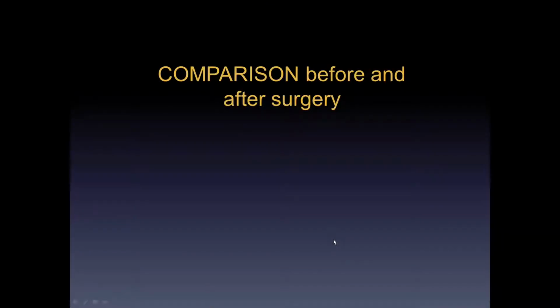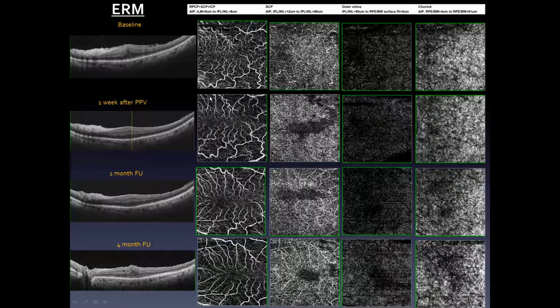But we follow the patient after the surgery. You see after the surgery this aspect of the B-scan OCT, and this is the aspect of the AngioOCT. You see the complete restoration of the distortion of the vessels. And you see this area of lack of perfusion of the vessels. This area is decreasing during the follow-up, arriving at a nearly normal area 4 months after the surgery.